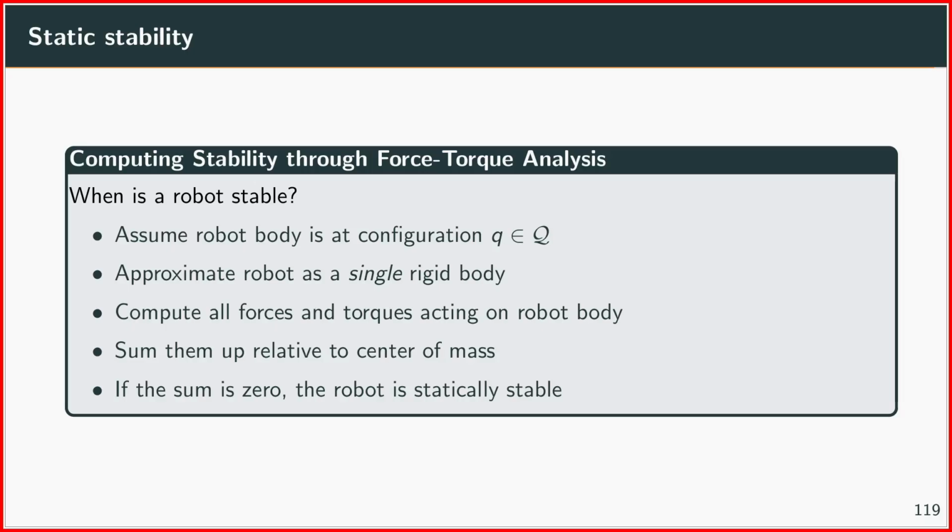And just as a summary here, you assume that the robot body is at a configuration Q, you approximate the robot as a single rigid body, you compute all forces and torques acting on the robot body, you sum them up relative to the center of mass, and as the sum is 0, then the robot is statically stable.